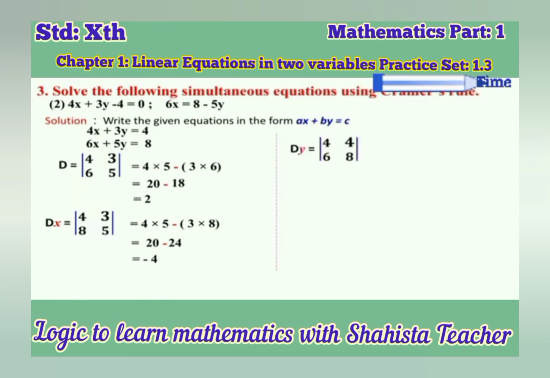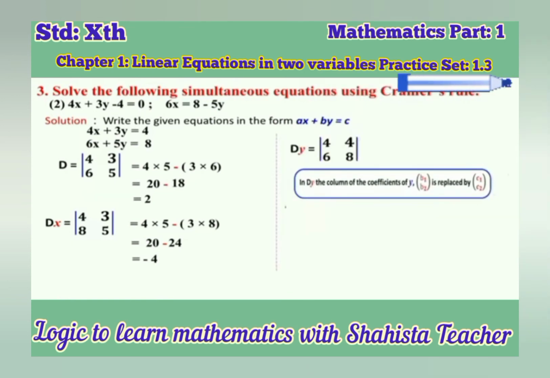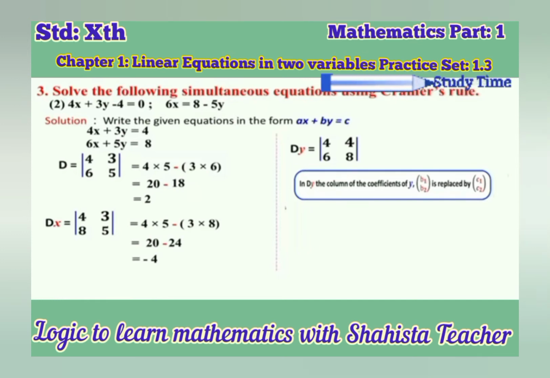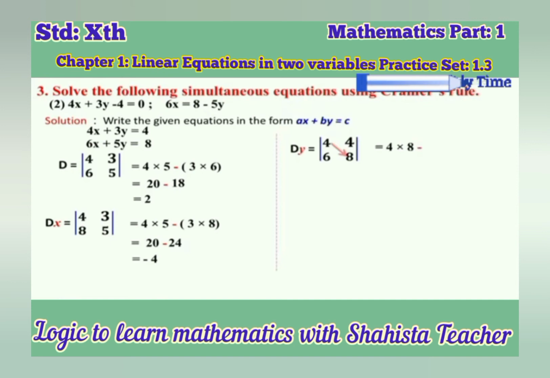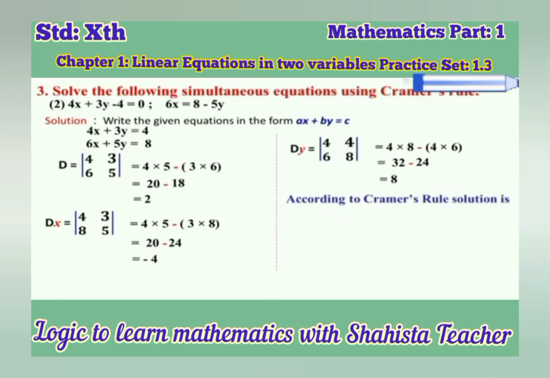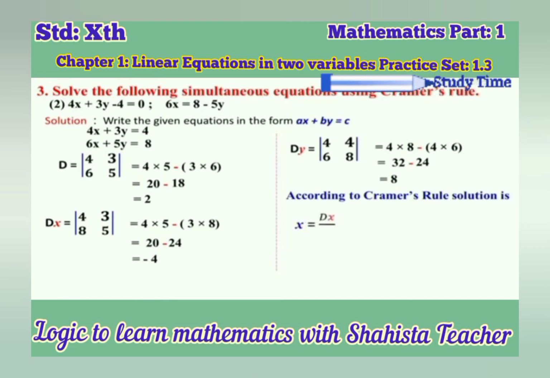Now Dy is equal to |4 4; 6 8|. In Dy, the column of coefficients of y, b1, b2, is replaced by c1, c2. Now here 4 multiply by 8 minus 4 multiply by 6. Okay, so 4 eights are 32 minus 4 sixes are 24. So here 32 minus 24 is 8. So Dy is equal to 8. According to Cramer's rule, the solution is x equal to Dx upon D, that is equal to minus 4 upon 2.